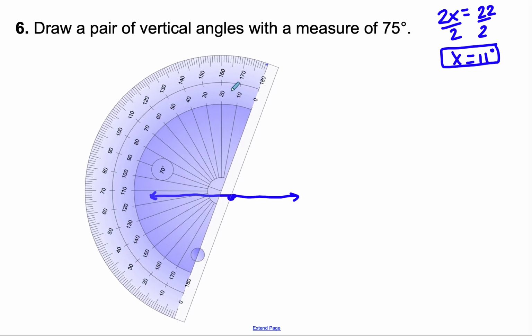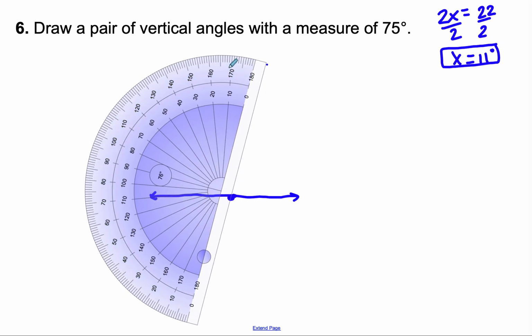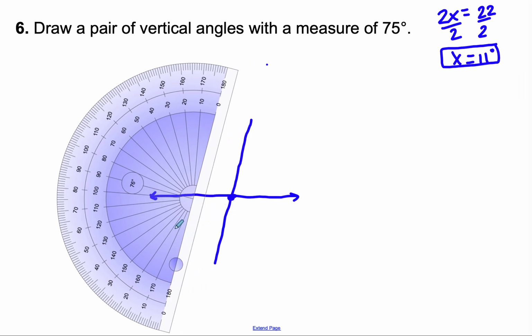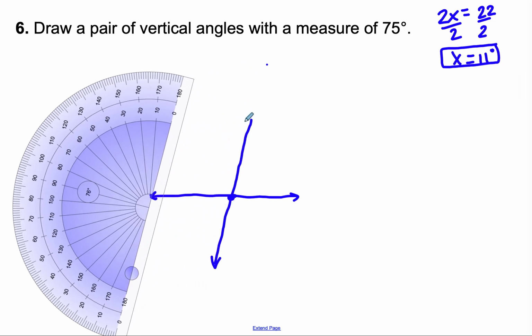Rotate. You don't have to draw it all the way out to the top, but you do need to draw in both directions. So going up, going down. Arrows. And then label this one with 75. So this one is also going to be 75 degrees.